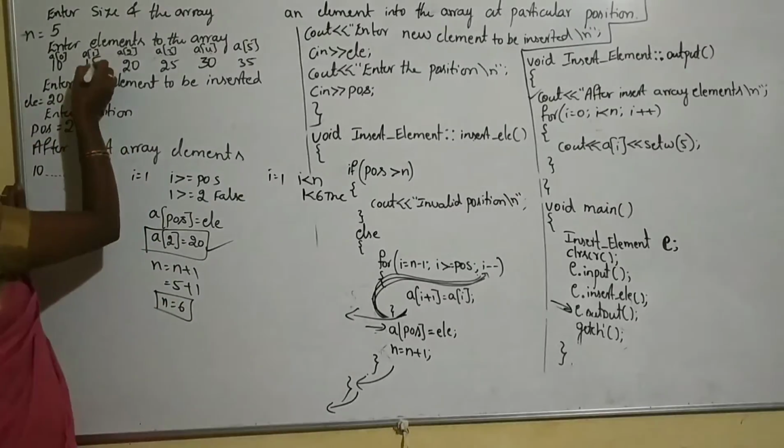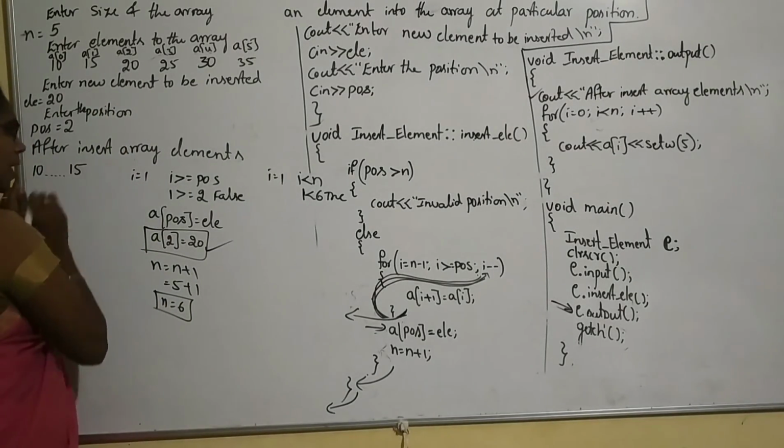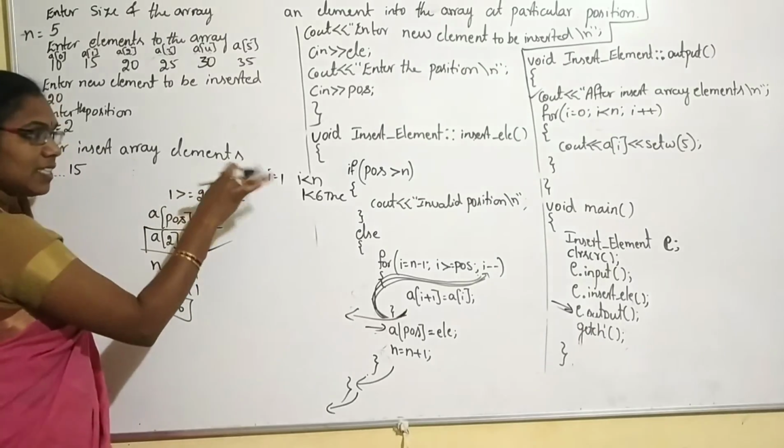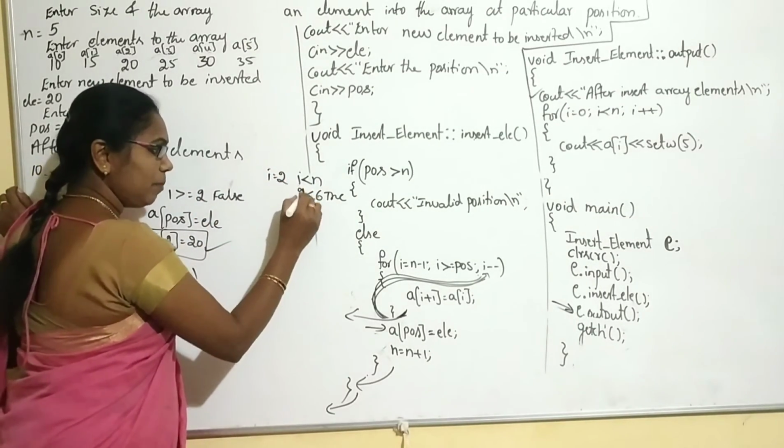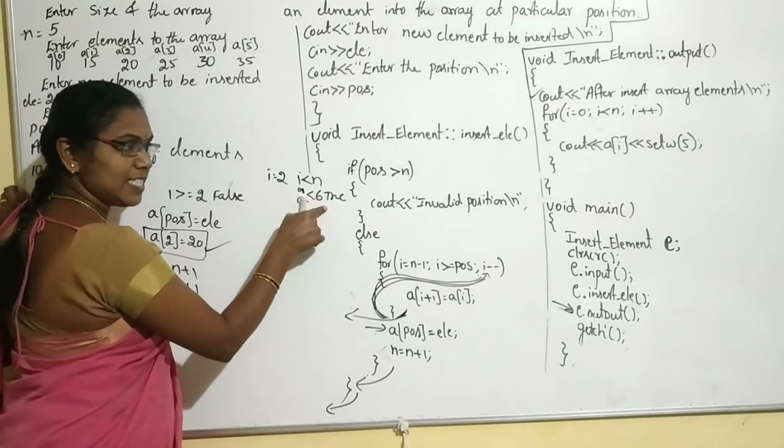So A of 1 contains 15. That 15 will be printed here. So next, the incremented value of I will be taken. I is 2. 2 will be checked for the condition. 2 is less than 6.